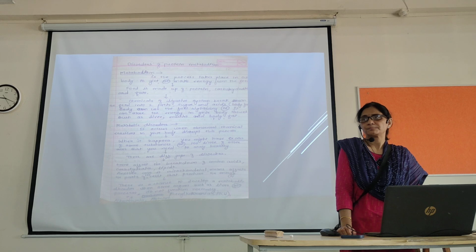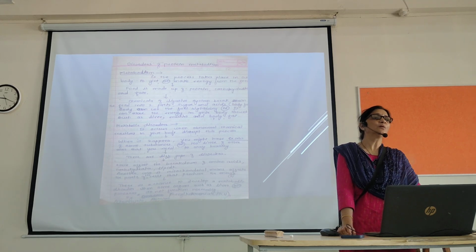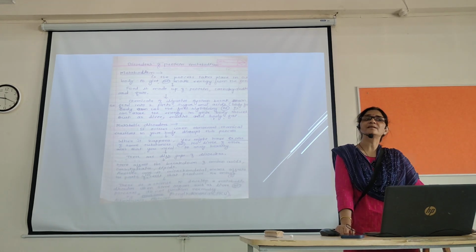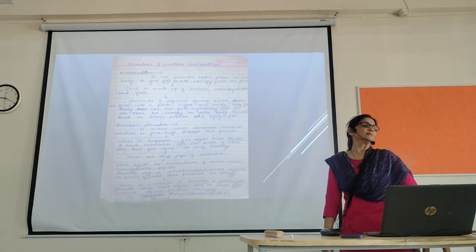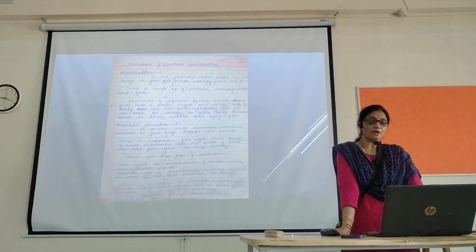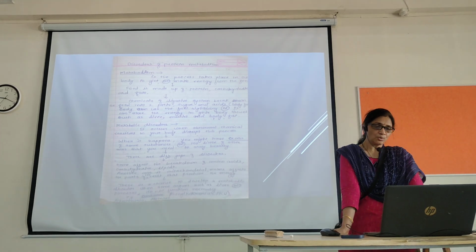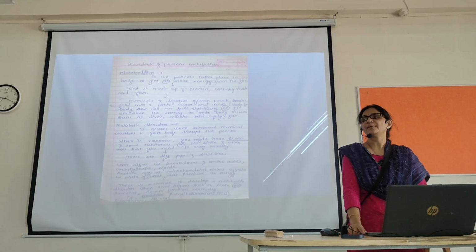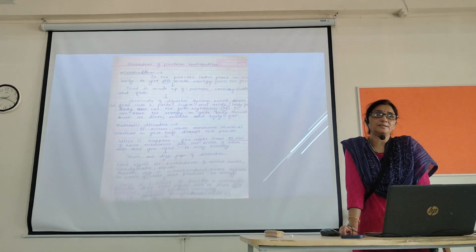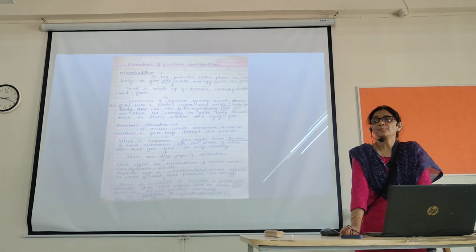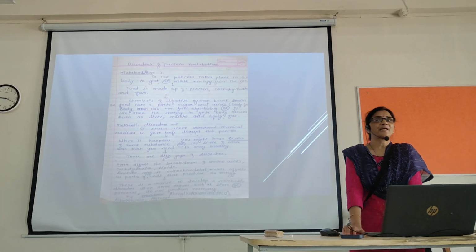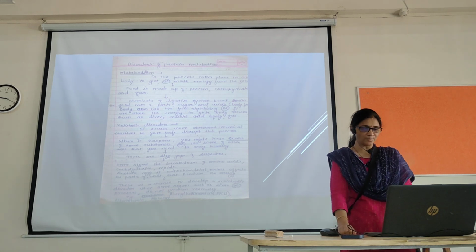Metabolism of the proteins. How proteins get metabolized and absorbed or used to obtain energy. And if metabolism doesn't occur properly, what type of disorders may take place? Let's see one by one.